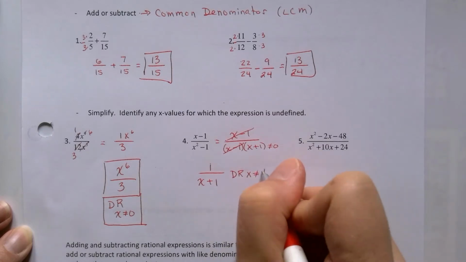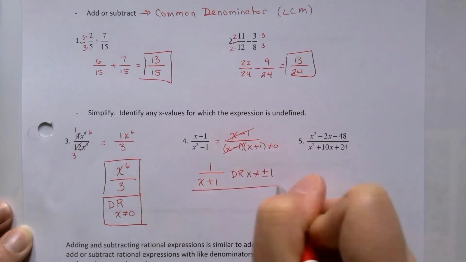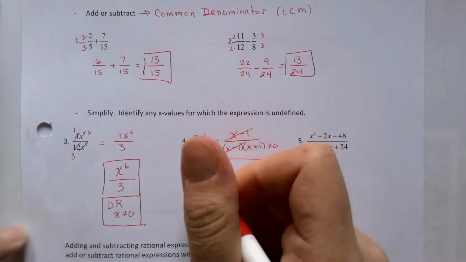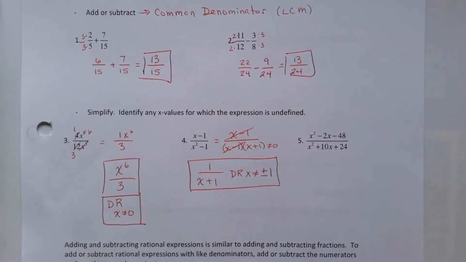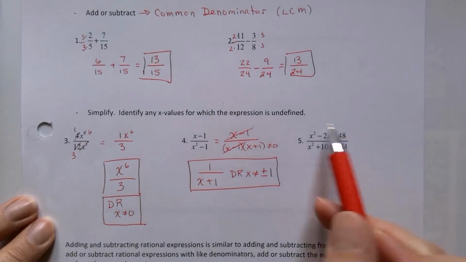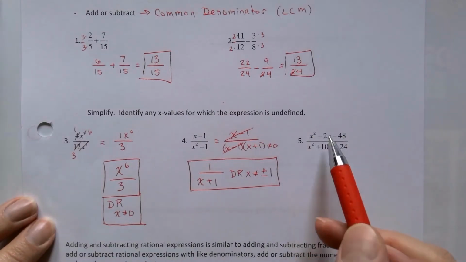So x cannot be a positive or negative 1. And again, that domain restriction is very important to your answers because it is going to affect you later when you're solving these. All right, we have one more problem, and again, I cannot cancel or reduce anything.